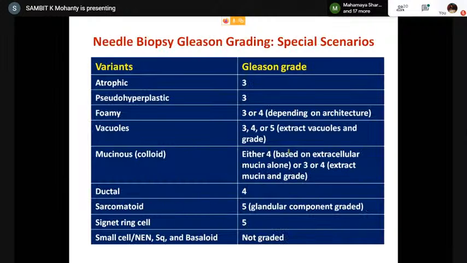Then variants. Atrophic is always 3. Pseudohyperplastic is 3. Foamy is 4 mostly, but depending on the architecture can be 3 or 4. Vacuoles, you take out the vacuole, mucin, either 4 or 3, you extract the mucin. Then ductal is always 4. Sarcomatoid is 5. Signet ring is 5. Small cell neuroendocrine, neuroendocrine carcinomas, squamous cell, basaloid are not graded.